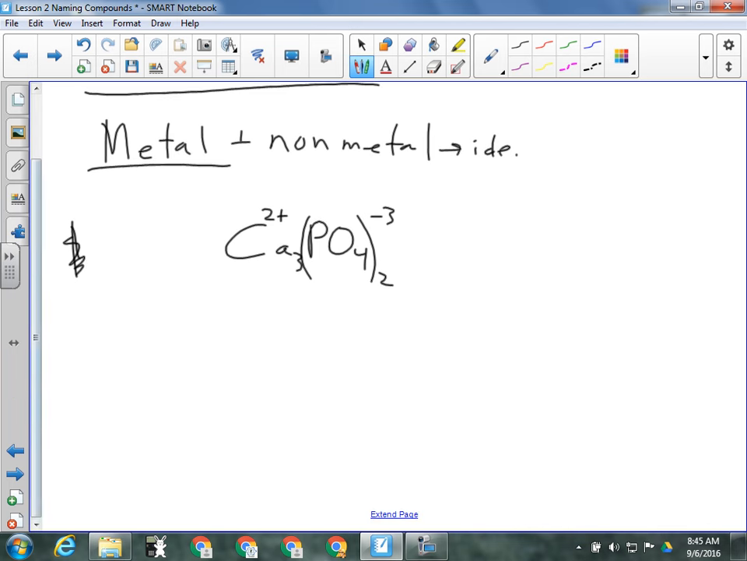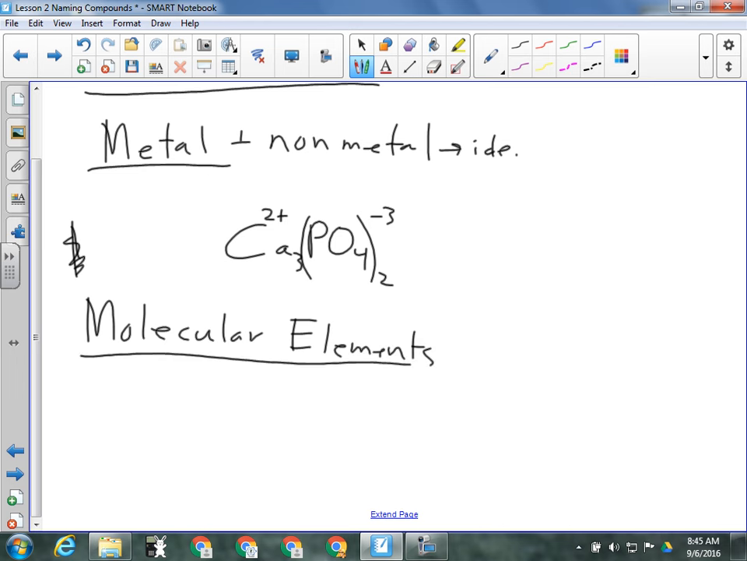All right, then we left off with our molecular compounds. I said molecular elements, but not molecular elements, I haven't drank all of my coffee yet. Molecular compounds. So we have 2 non-metals in those. The first non-metal is named exactly as it appears in the periodic table. The second non-metal ends in "ide."